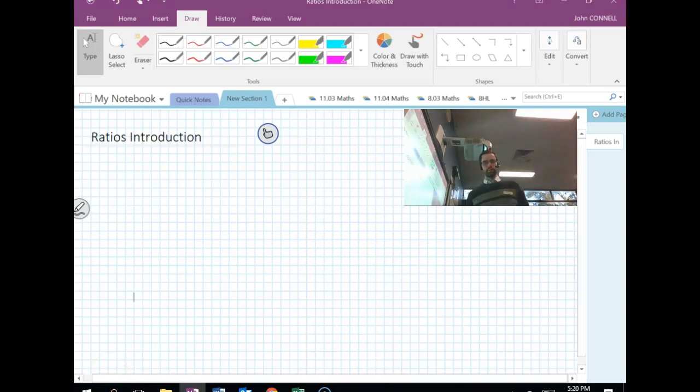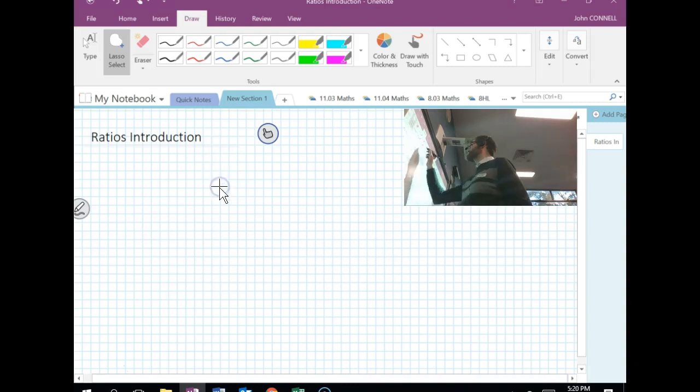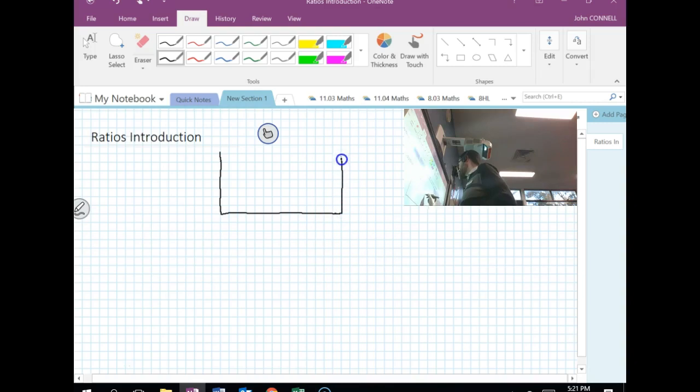Hi everybody, today we're thinking about ratios and introducing the idea of ratios. So if I was to draw a rectangle on the board, something like this, and then split it into 4 even parts, and then shade 3 of them, probably most of you could say that, well, 3/4 of this is shaded.